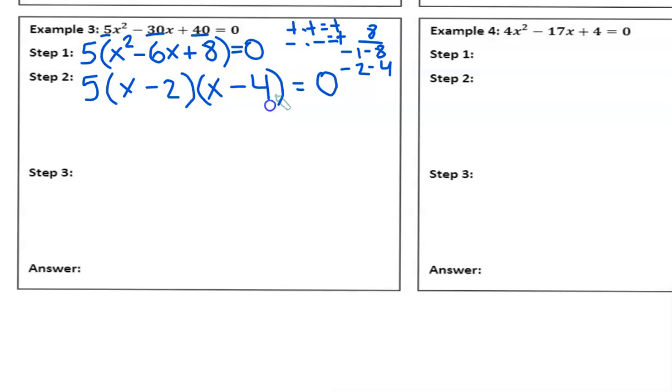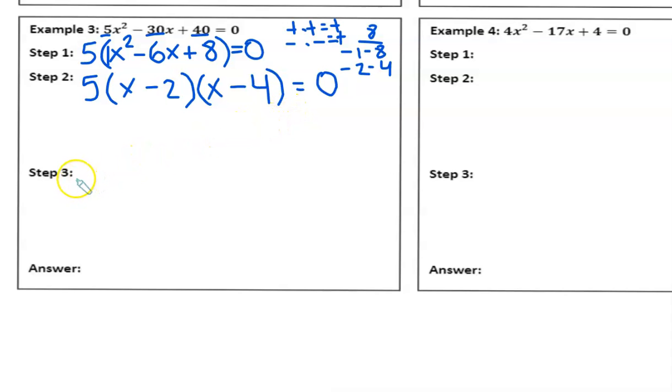Negative 2, negative 4. Now I'm going to divide, but my a value, the front number, is a 1. So if I divide these by 1, it's not going to change anything, because 2 divided by 1 is 2, and 4 divided by 1 is 4. So you don't have to show that step. And I don't have anything on the bottom to bottom top. So this is factored. That is it.